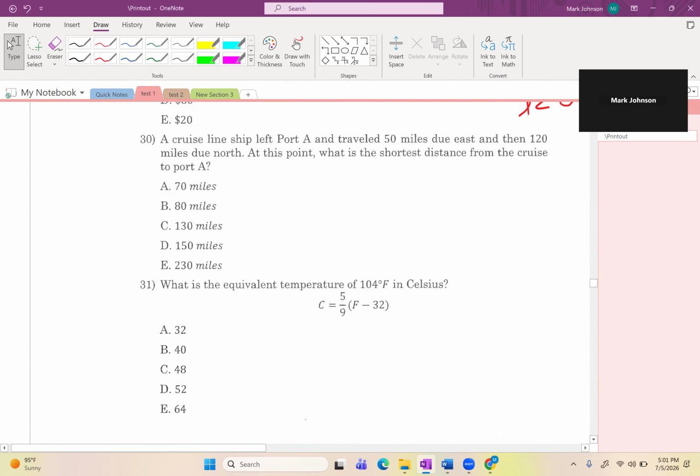The cruise line ship left Port A and traveled 50 miles due east, then 120 miles due north. At this point, what is the shortest distance from the cruise Port A?